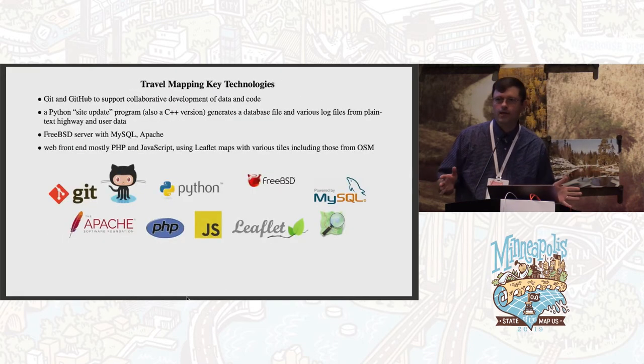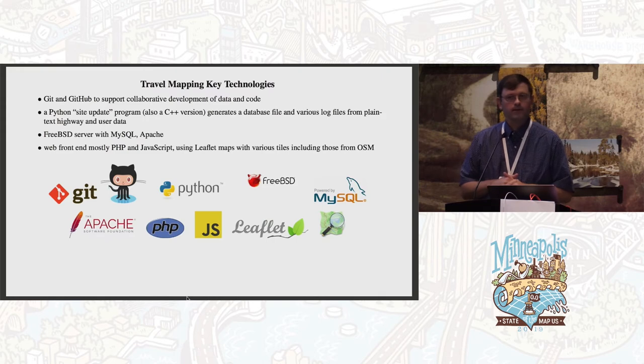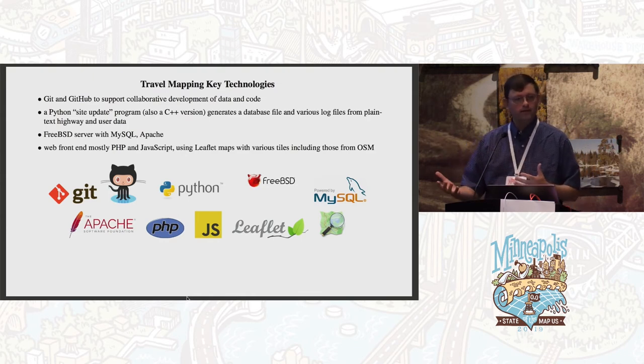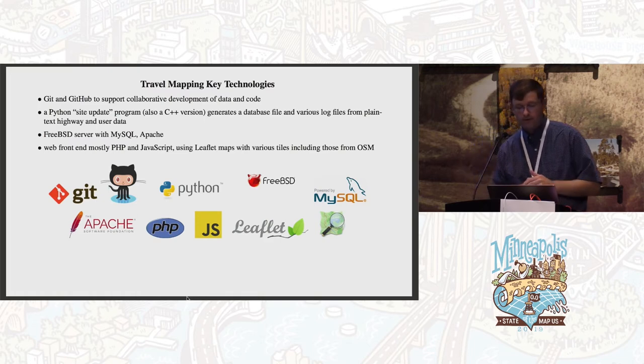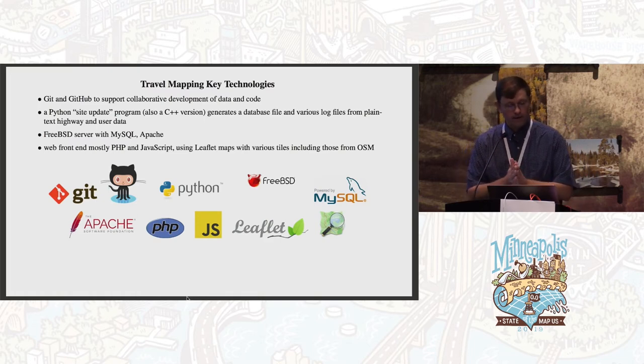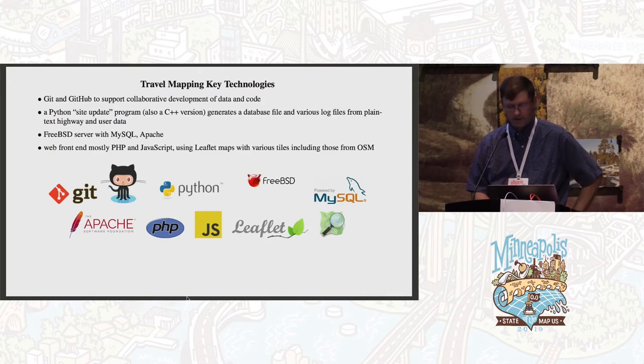All kinds of technologies that we use to build on this. You're probably familiar with many of these things. I already mentioned Git and GitHub that supports our collaborative development of all of this. There's a site update program that takes a whole bunch of text files and builds a big old database for us every night. There's also a C++ version of that one of the other collaborators has been working on, and it runs on a FreeBSD server sitting at Siena College at this point. And you can see the other technologies that are playing a role in here.